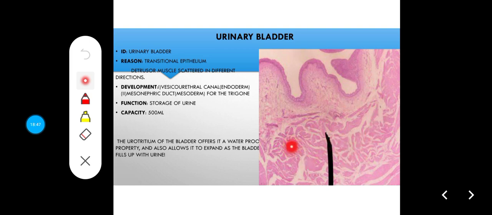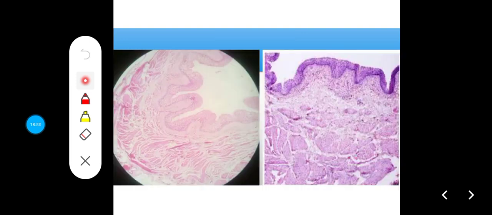So this is the muscle layer. Notice the way they run in different directions. Same thing here. You can see the epithelium, transitional epithelium, and then the muscle layer. It's not well arranged, running in different directions. Same thing here. This is the muscle layer. This is the epithelium. This is the lamina propria. And then these muscle layers.